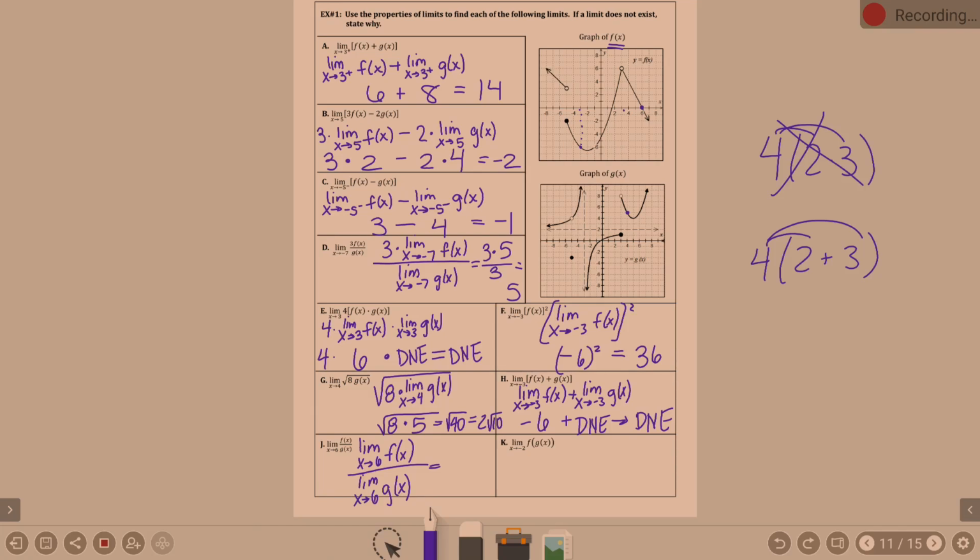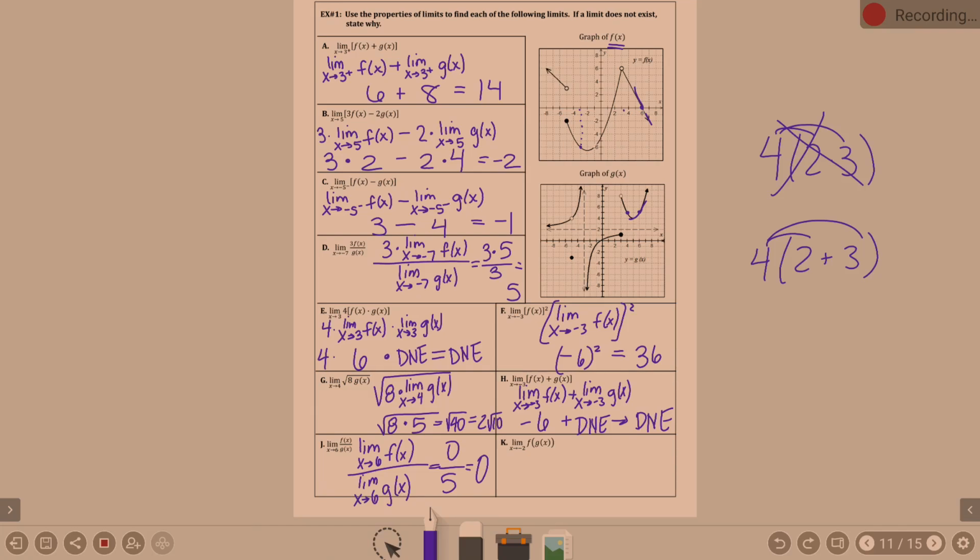Right there, 0. It approaches from both ways, yes, so 0, divided by the limit as x approaches 6 on g. Both approach 5 there. And what does 0 divide by 5? 0. 0 is a number, yes. So 0 is an answer.